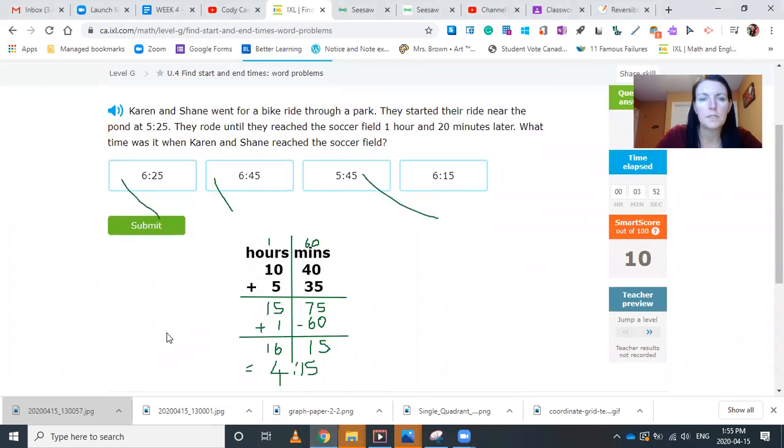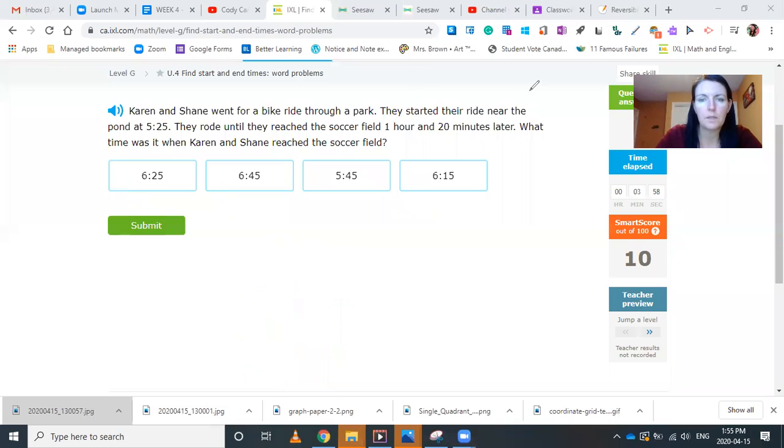Awesome. Let's try another one together. Let's clear everything. Maybe you want to take a pause. Try this yourself, come back and see if you're correct. Looking at the question, Karen and Shane went for a bike ride through a park. They started their ride near the pond at 5:25. They rode until they reached the soccer field 1 hour and 20 minutes later. What time was it when Karen and Shane reached the soccer field?